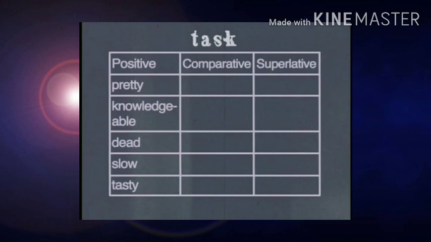So your positive will always be the normal simple sentence. Your comparative sentence will compare two items, so at that time you will add er to the word that has been used. And finally, for your superlative, you will add est at the end of the word. Okay, like this you have to separate your adjectives and adverbs whenever you go for degrees of comparison.